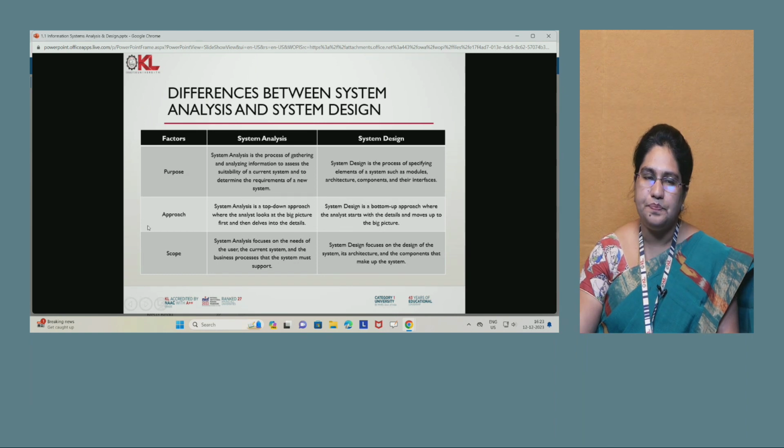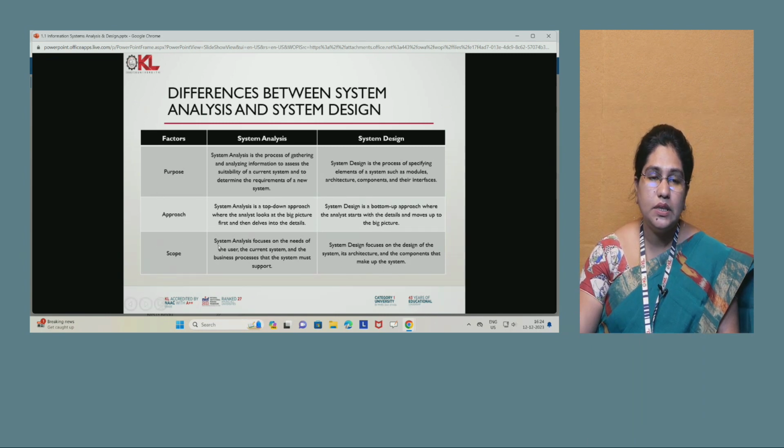In the approach, system analysis follows the top down approach. In top down, the analyst looks at the bigger picture first and then delves into the details. The developer concentrates initially on the bigger picture, and then delves into the details. In system design, it follows the bottom up approach, where he goes into the details first and then moves to the bigger picture. So the approach is also different.